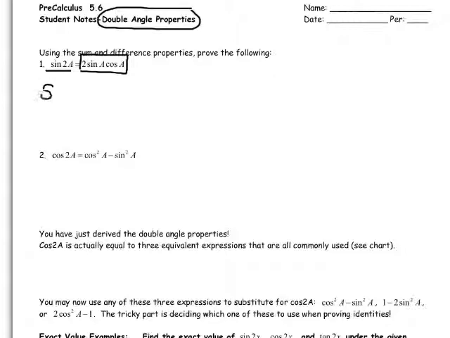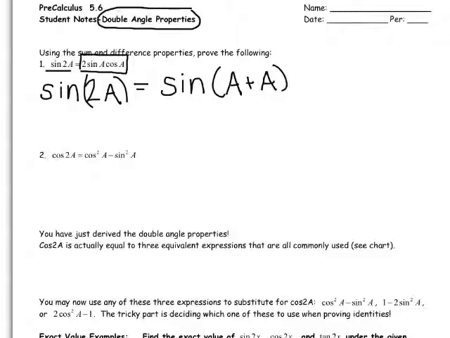So sine of 2a. How else could you write 2a? Let me put 2a in parentheses so it's a little more obvious. Well, 2 a's is like 1a plus another 1a. So I could write it like that, sine of (a plus a). Now this I can expand using a sum, because it's a plus sign.